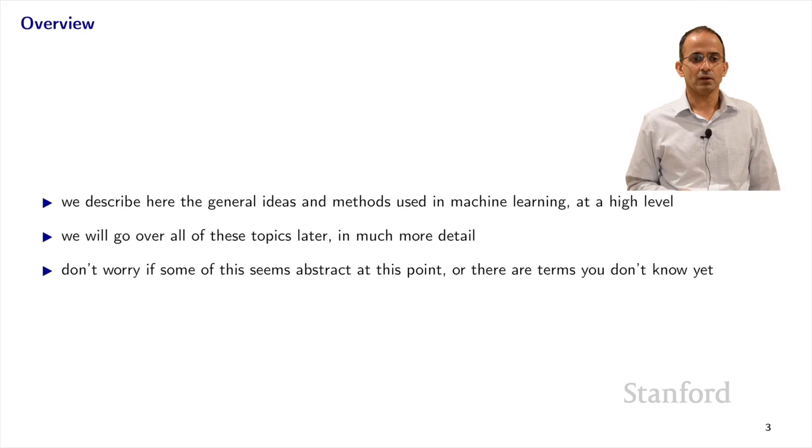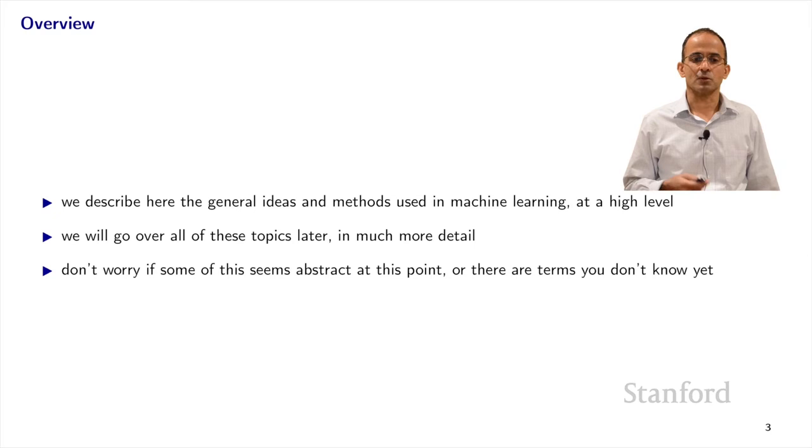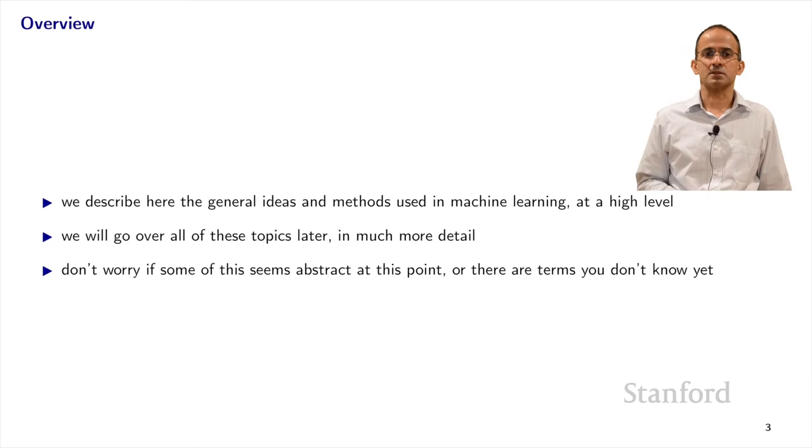We're going to go over all of these topics again in much more detail later in the course, so really don't worry if some of this seems abstract at this point, or if there are terms that you don't know. We're going to go over the mathematics of it, we're going to make precise all of the details and spell it all out both in mathematics and in code so that you'll be able to know exactly what the details are. In this section, we're just going to describe in words the principles of machine learning, some of the ideas, and some of the methods.